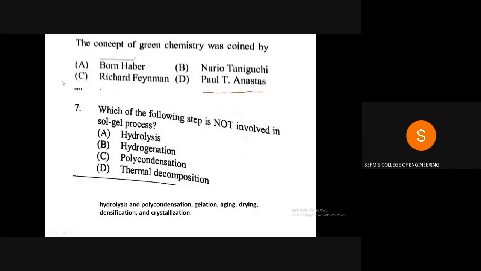The steps of the Sol-gel process are given below. Hydrolysis means addition of water. Then polycondensation means there is a loss of water molecule. Gelation, we can convert the material into gel. Aging, then drying, dry the product, then densification and crystallization. Last step is crystallization. We can form the crystal, that is a crystallization technique.